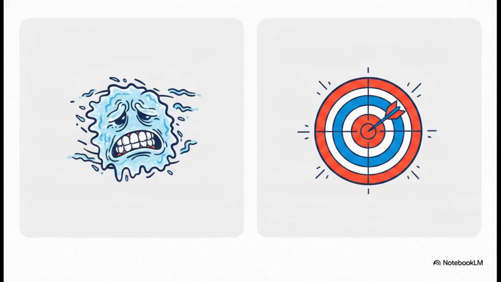With zero shot, the AI is basically fumbling in the dark, just guessing at your formatting preferences. But by adding just 2 or 3 examples via few shot, the AI stops guessing entirely and starts mimicking your exact structural standards. It fundamentally refines the output. You're turning what would be a generic, run-of-the-mill response into a highly specialized deliverable.